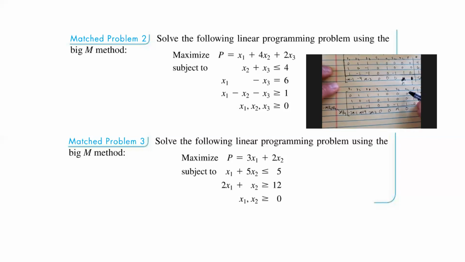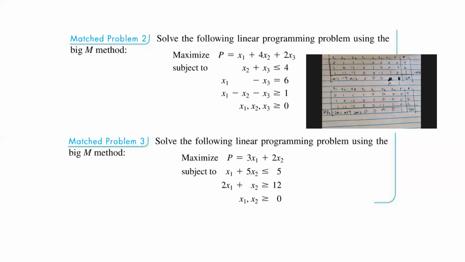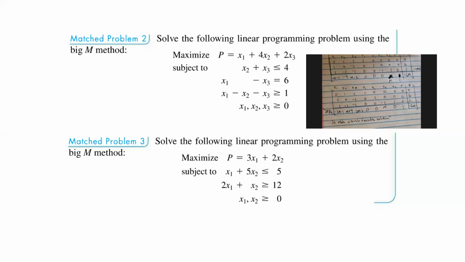All right, good. That artificial variable is gone. Good. 0 times negative m is still 0, plus 1 is 1. Negative m plus a negative 6m is negative 7m. Okay. Now, is this a basic feasible solution? Right? Is this a basic feasible solution?